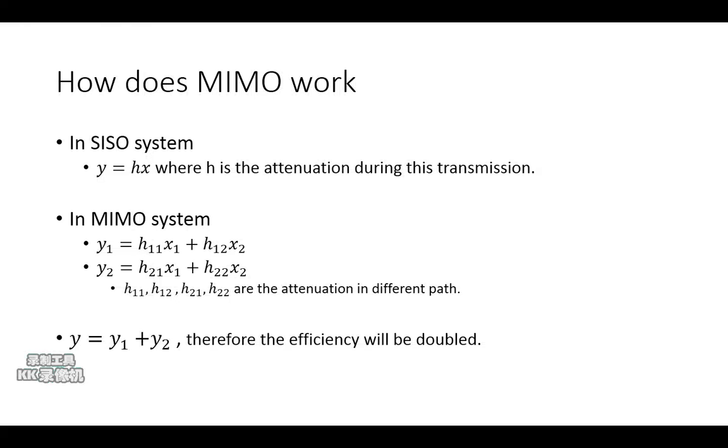We can see it's simple. There are two simple equations. In the real transmission system, we will send a calibration signal. Then we can get H11, H12, H21, and H22. It's quite simple. Then we can see the transmission efficiency will be doubled.